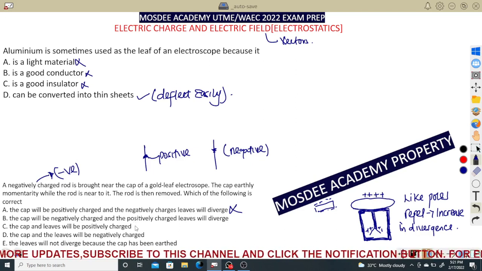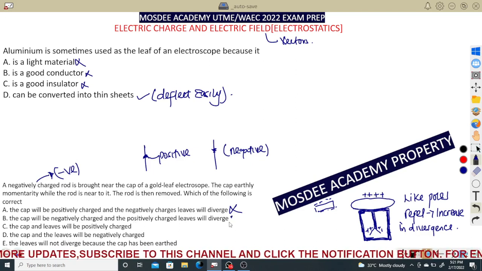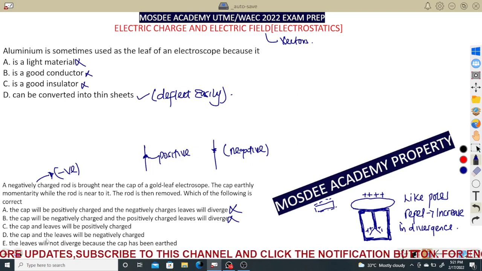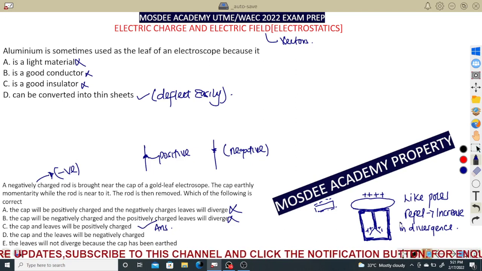Now, the second one said the cap will be negatively charged, and this is rubbish. I've told you this is positive and this is positive. So the cap and the leaf will both be positive. This is the right answer. Do I need to read any other option? Because of time, let's save the time for people that are waiting for me.